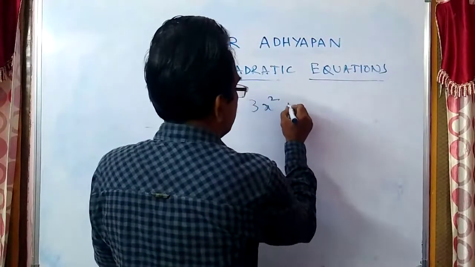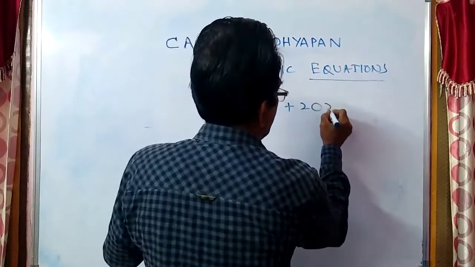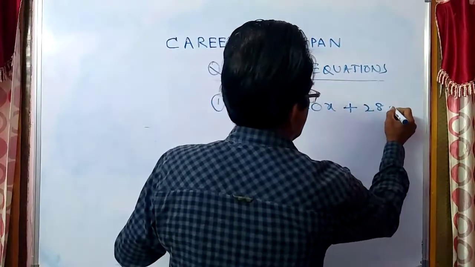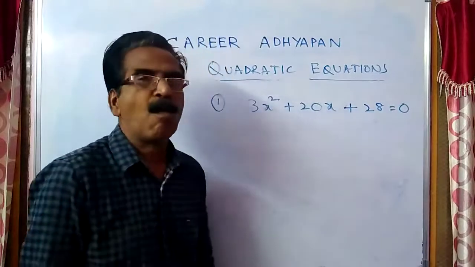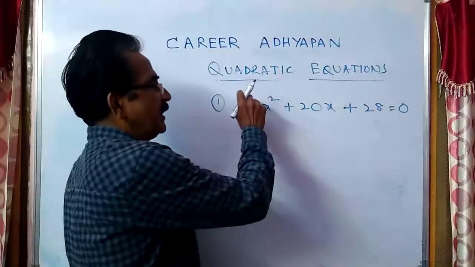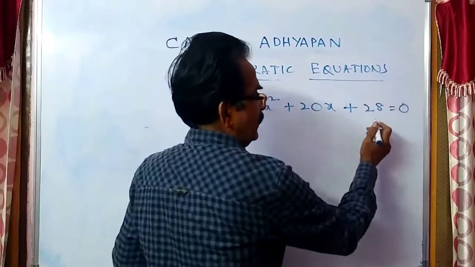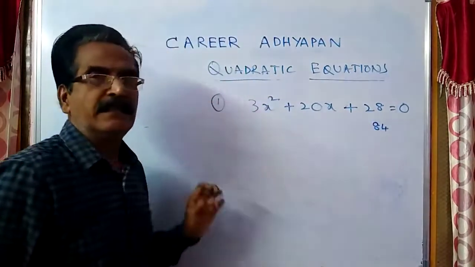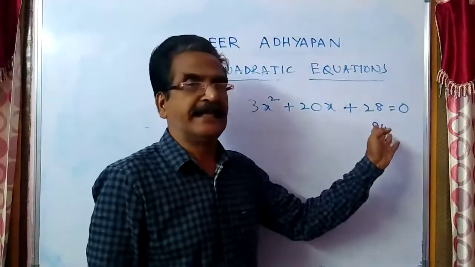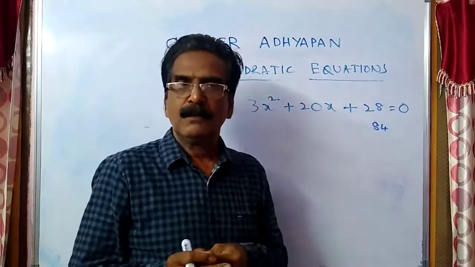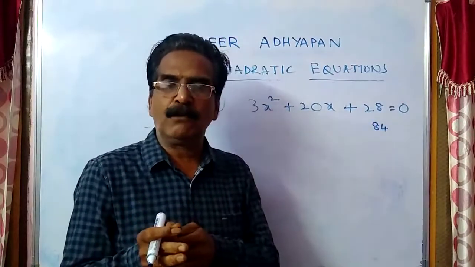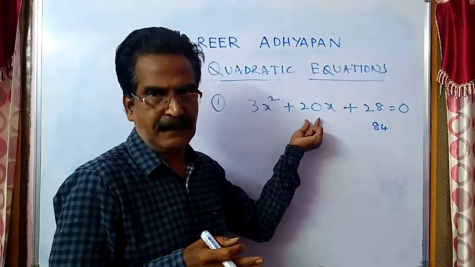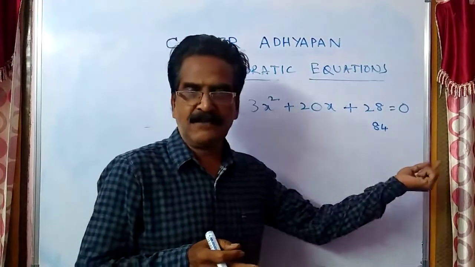3x square plus 20x plus 28 is equal to 0. 3 into 28, 3 28s, 84. Now, the product must be 84, sum must be 20. What are the factors for 84?